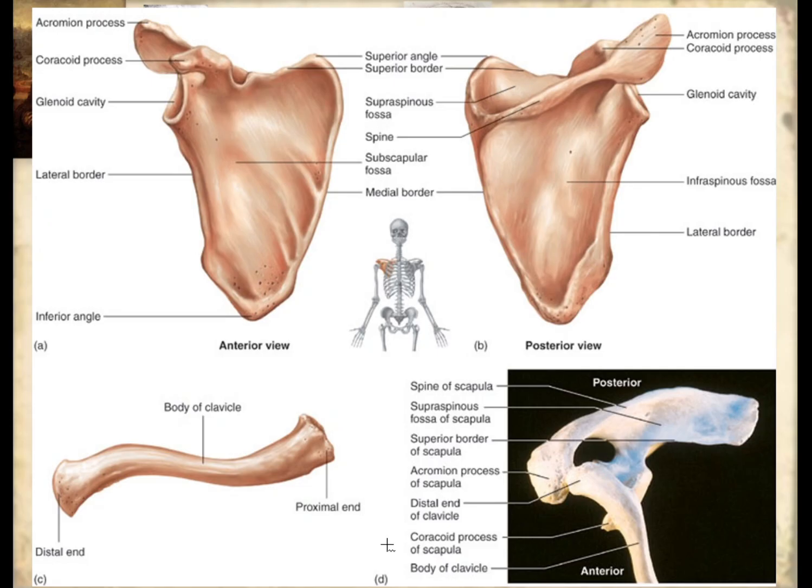One by one we will discuss here. You can see here, this one is the scapula. This is the acromion process, and this part is the coracoid process. And the cavity here is called the glenoid cavity. This is the lateral border, and this is the medial border. This one is the subscapular fossa. This is the spine, the superior angle, and the superior border. If I talk about the clavicle, this is the distal end, this is the proximal end, and this is the body.